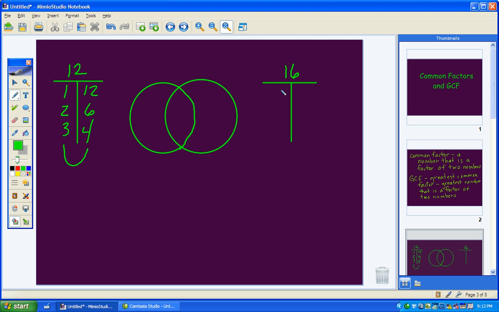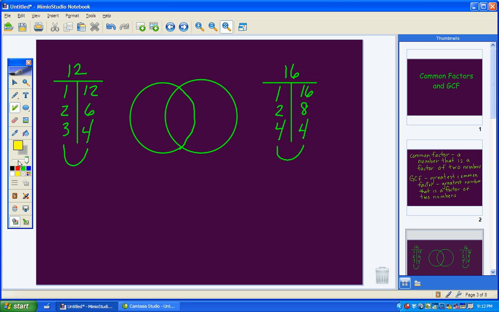Then I move over here to 16. Still haven't used the Venn diagram yet. I've got 1 times 16. 2 goes into it because it's even, so 2 times 8. 3 will not go into it because 1 plus 6 is 7, and that's not divisible by 3. 4 goes into it because 4 times 4 is 16, and there is my mirror image fact. So I'm actually done with that one. Okay, so I've got the factors of each number using my divisibility rules.